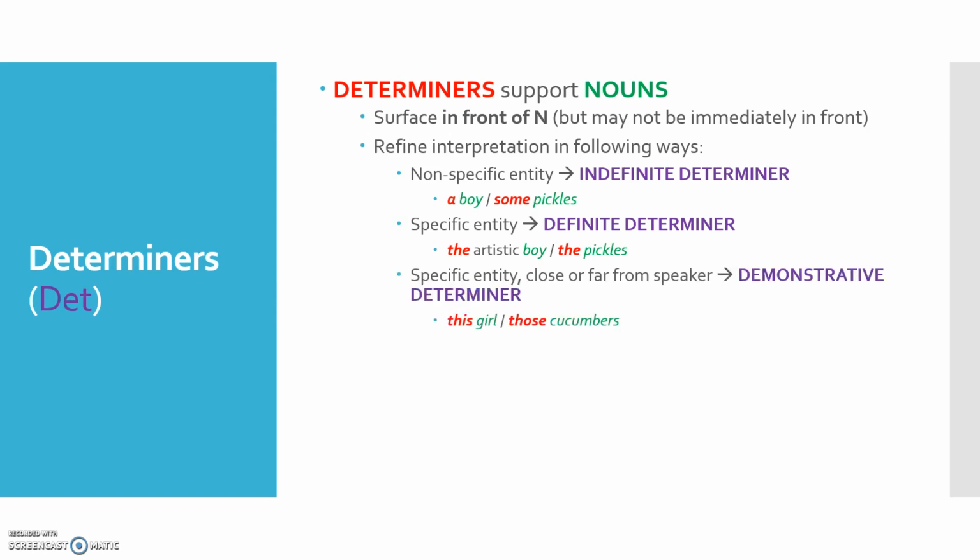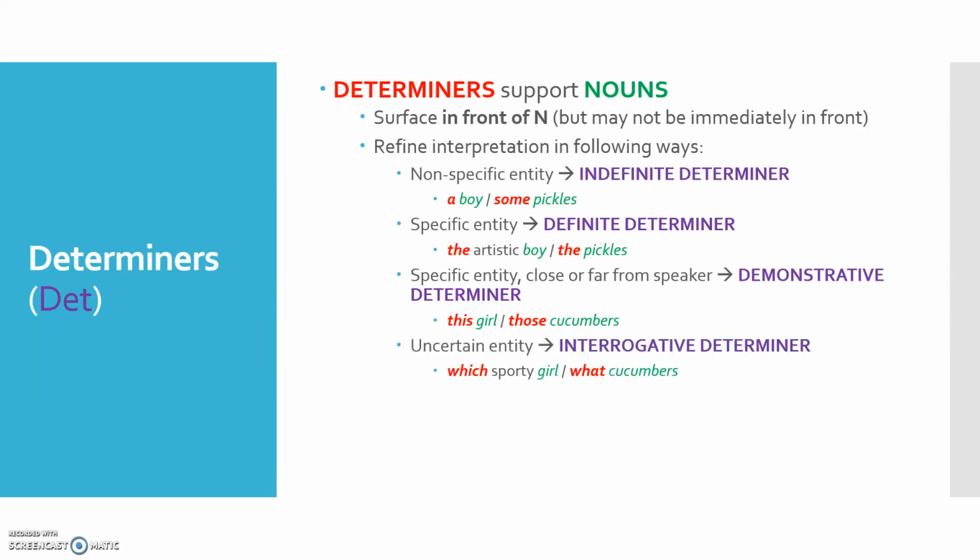Sometimes we want to be extra specific and indicate what is the proximity of the entity to the speaker. Is the entity close to the speaker in space or time, or removed from the speaker in space or time? So if I say this girl, there's a specific girl I have in mind, and I'm saying she's close to me in space or time. If I say those cucumbers, the plural, I'm saying they're removed from me in space or time. So this girl versus that girl, so this is close, that is far away. These cucumbers versus those cucumbers, these are close, those are far away. We call those guys demonstrative determiners because we're kind of demonstrating more precisely the proximity of the entity to the speaker.